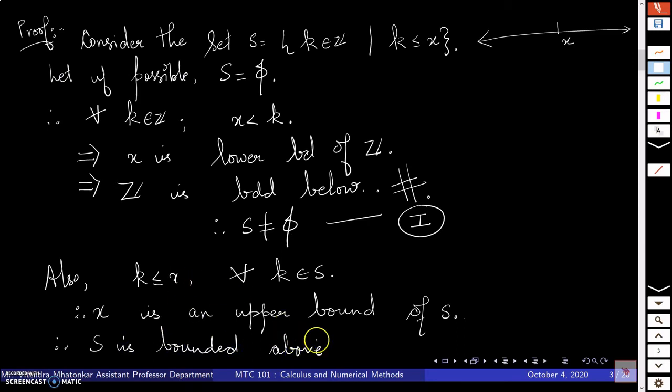And because x is a real number, it is bounded above in R. So from 1 and 2, what do we have? S is a non-empty subset which is bounded above in R. It's a subset of R because it's a subset of integers, and integers is a subset of real numbers, right?